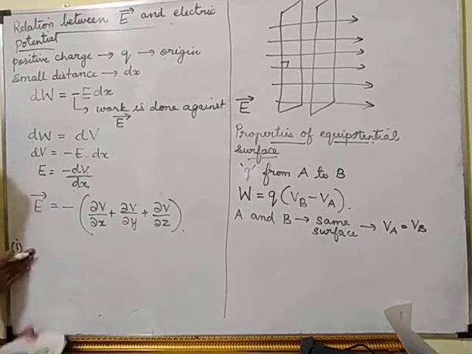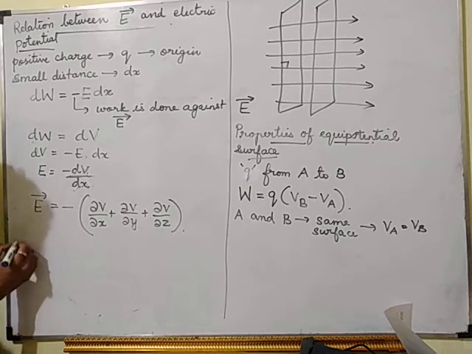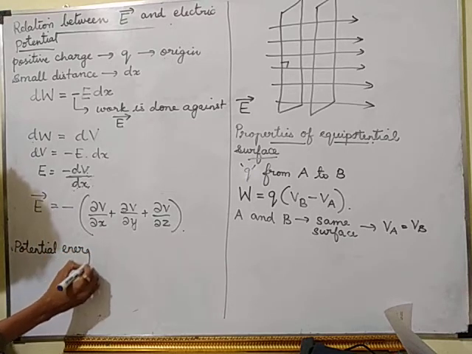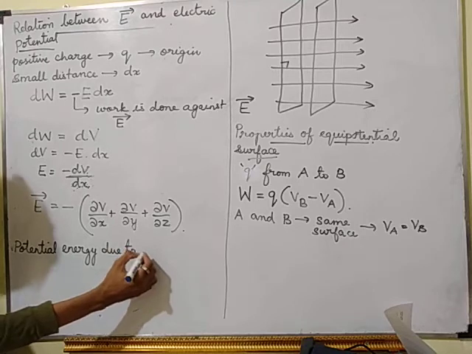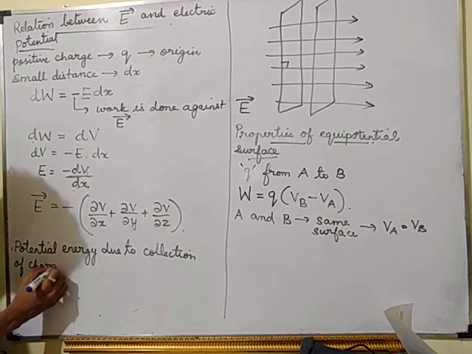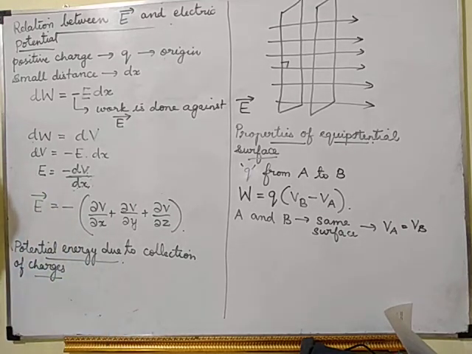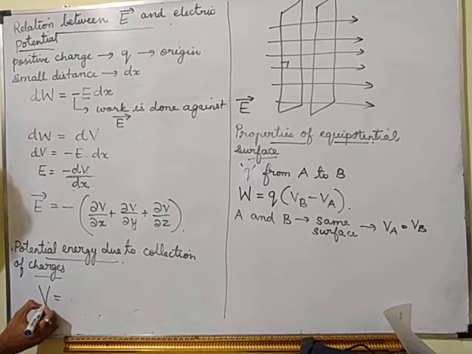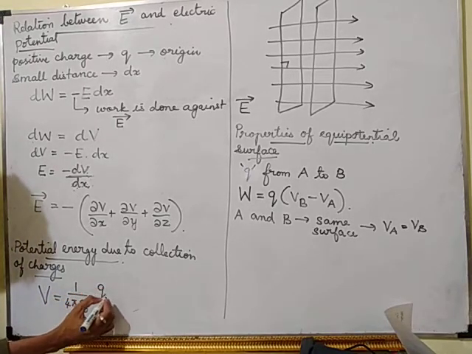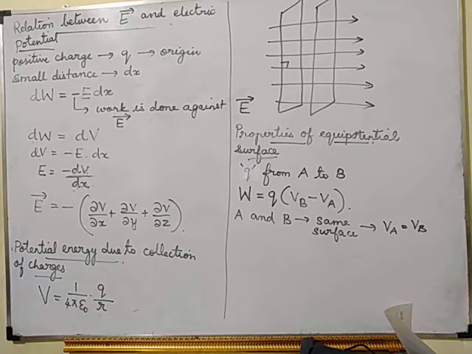Understood? Next heading: potential energy due to a system of charges, the collection of charges. If there are many charges, how will the potential energy be? That is what we are going to see. First we will derive the general expression. What is the formula for electric potential? V is equal to 1 by 4 pi epsilon naught into Q by R.